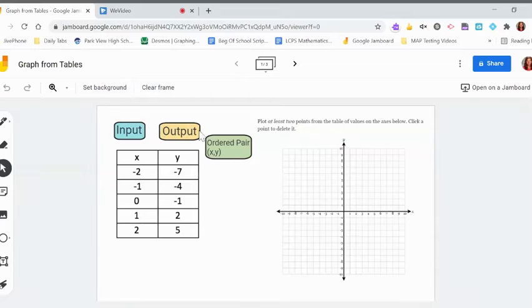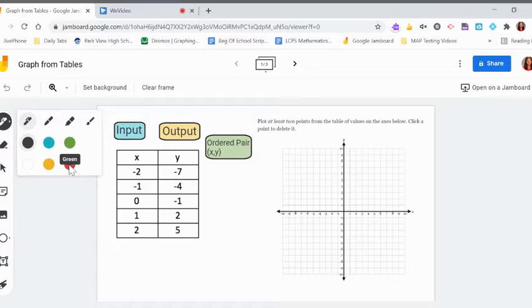You see here, I have a table that has X values and Y values. These are also known as your X values. You can call your input, and your Y values are your output, because my X values go into a function and the Y is what comes out, okay? And then I can write them as an ordered pair. So when you have X and Y values, I'm going to write them as the ordered pair, -2, -7.